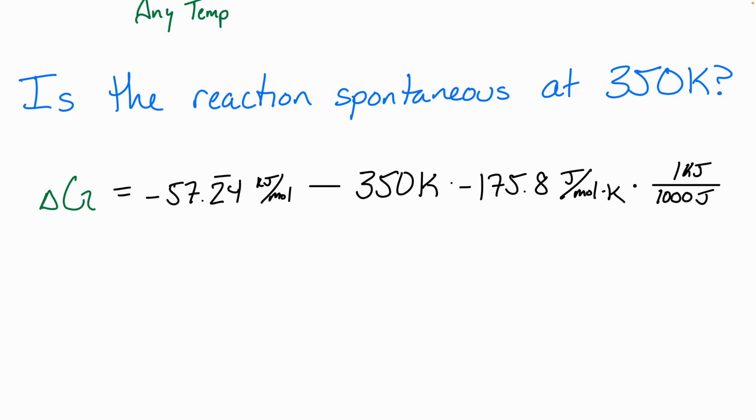All right, now my joules cancel out, my kelvins cancel out, and I'm left with joules per mole in both terms. So my delta G here at this new temperature is going to be 4.29 kilojoules per mole.